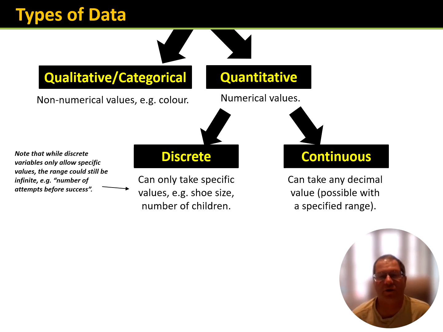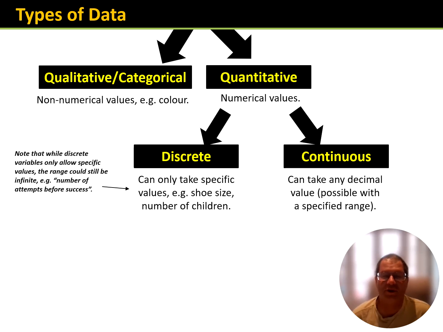So essentially there are two types of data. There's qualitative data, I don't know anyone who calls it categorical, which is non-numerical values such as colour, and then there's quantitative data which takes numerical values. Within quantitative we can either have discrete or continuous variables. So discrete variables only take specific values such as shoe size or the number of children you have, whereas continuous can take any decimal value possible within a specified range.